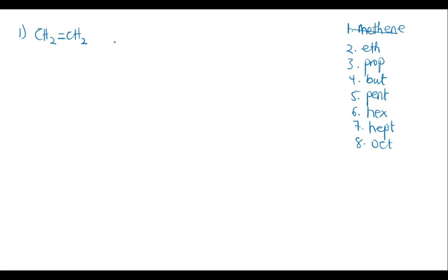So when we look at this, if we expand this, we have the double bond carbon, and then this. We can see we only have 2 carbons, so we use the prefix eth. But because we are dealing with alkenes, we add the ending ene to the prefix, so we have ethene. So this compound is called ethene.